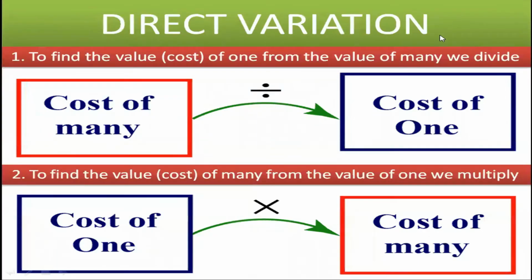Direct variation. To find the value of 1 from the value of many, we divide. Cost of many divided by cost of 1. To find the value of many from the value of 1, we multiply. Cost of 1 into cost of many.